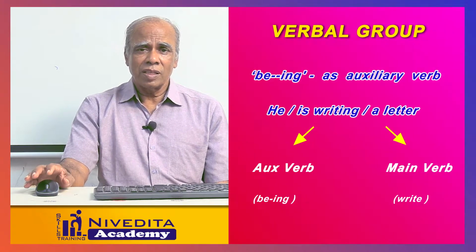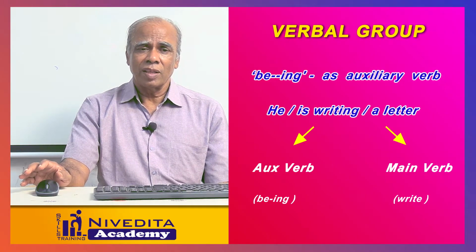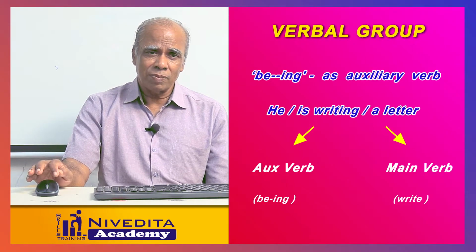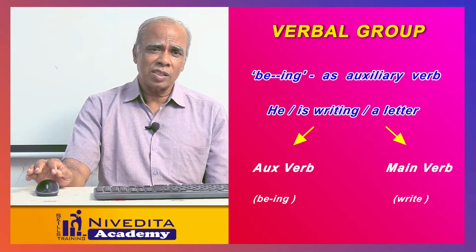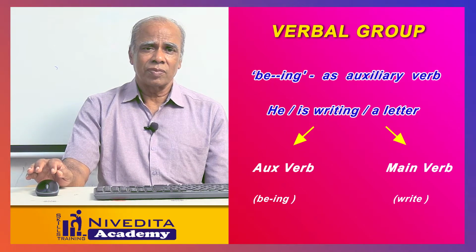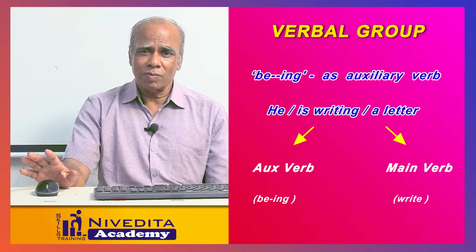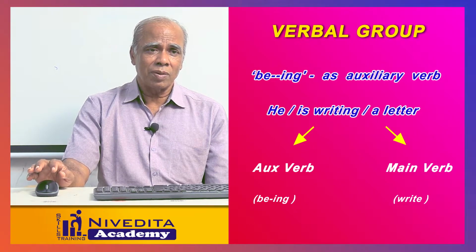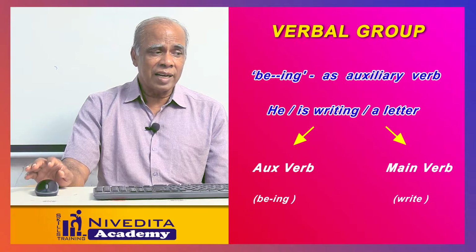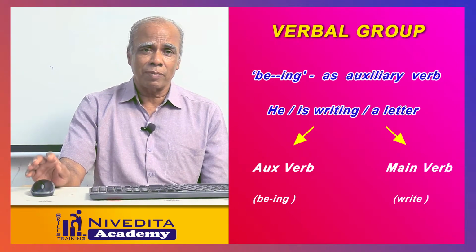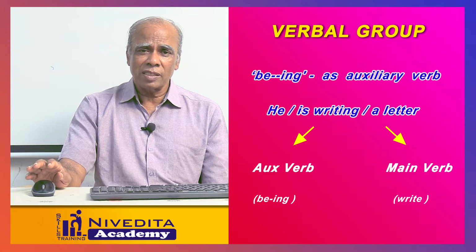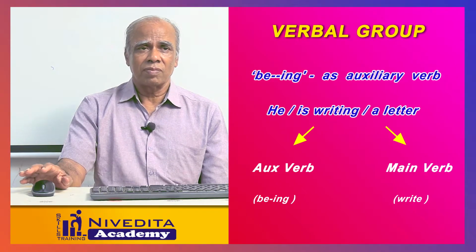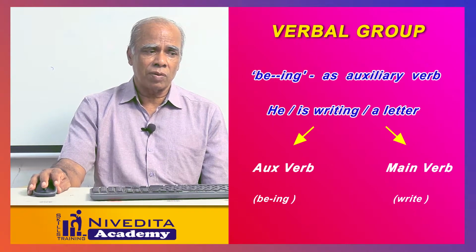And another sentence you see: he is writing a letter. Here be is the auxiliary verb. Whenever be is used as an auxiliary, it is always followed by the ing form. So you say be plus ing is the auxiliary verb. Write is the main verb here. He is writing a letter, write is the main verb. So whenever you use be as an auxiliary, it is always followed by the ing form. The main verb is only the infinitive verb, that is, write is the main verb.